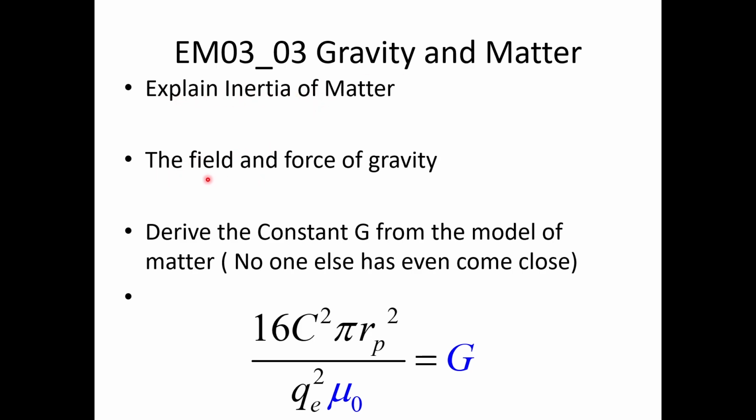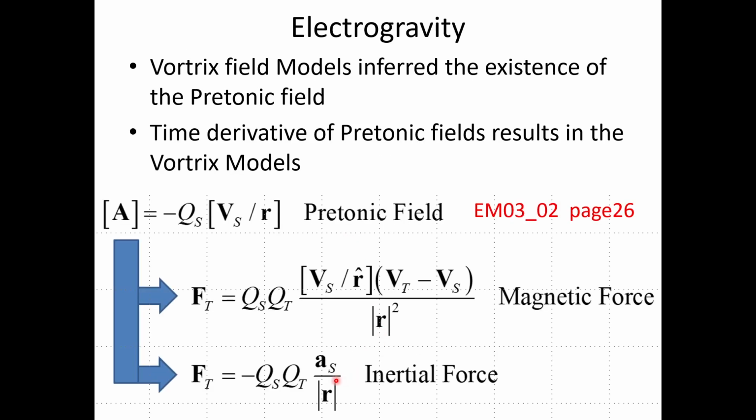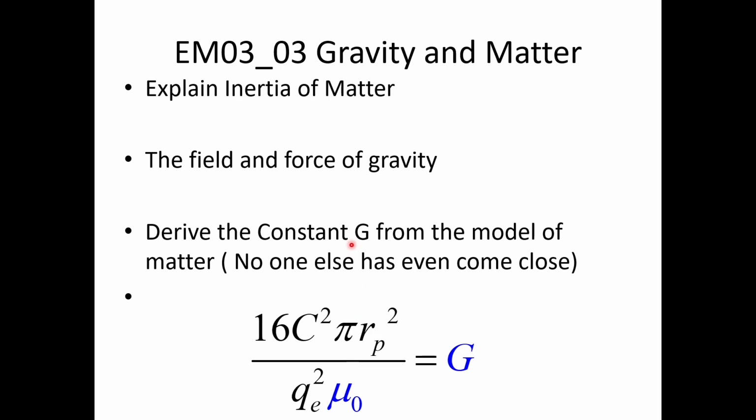And then later on in EM303, gravity and matter explain inertia of matter, explain the force of gravity and the field of gravity. People say, oh, is gravity a field or is it a force? Gravity is a field, and the force of gravity is actually electromagnetic induction. This is the force of gravity here. This is the inertial force. F equals ma. It's right there. So if you go to this video, I show how to derive all that.